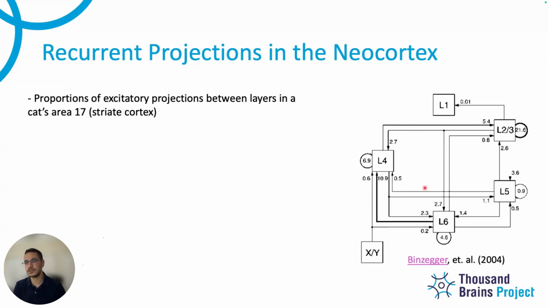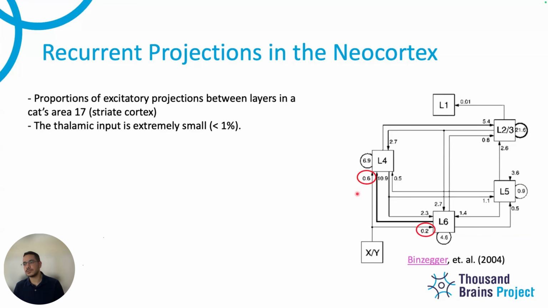I wanted to first just show, well, maybe I could skip over this. No, that's a good diagram. First of all, these are the proportions of excitatory connections to excitatory neurons.